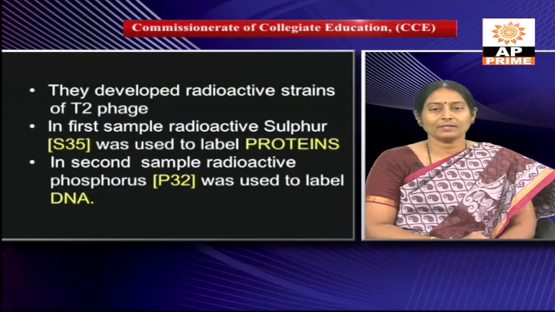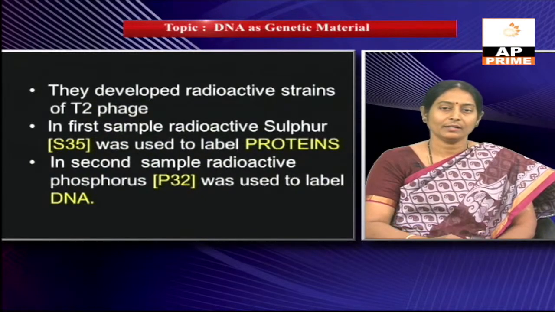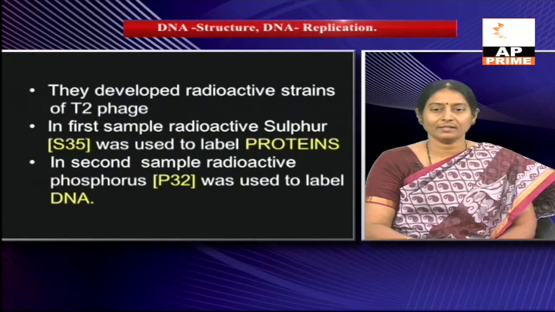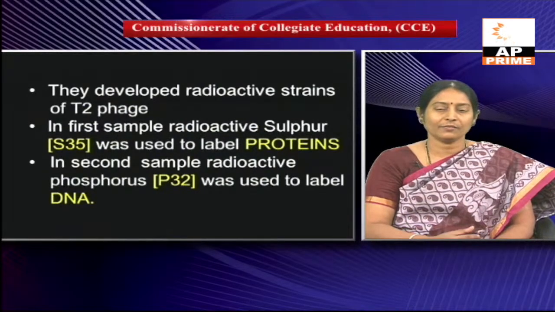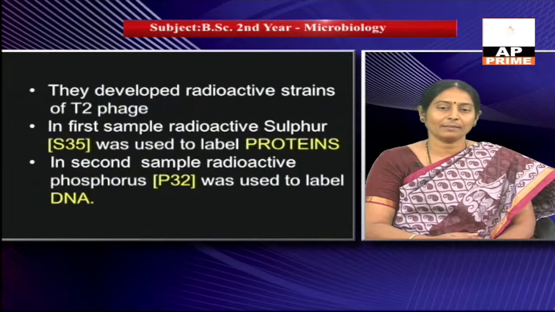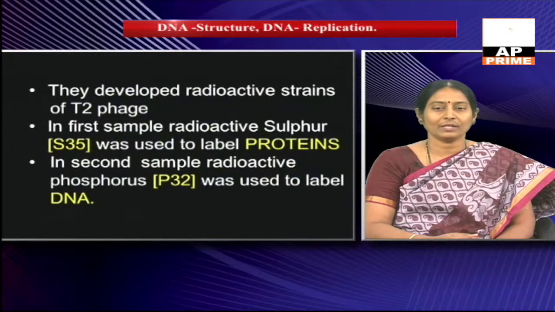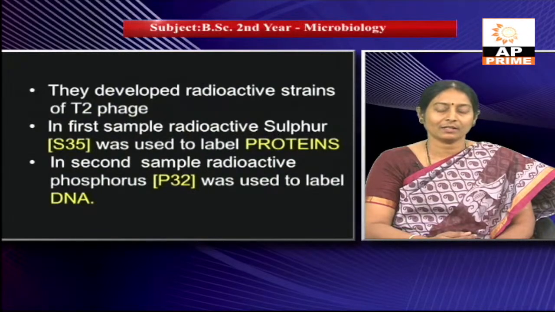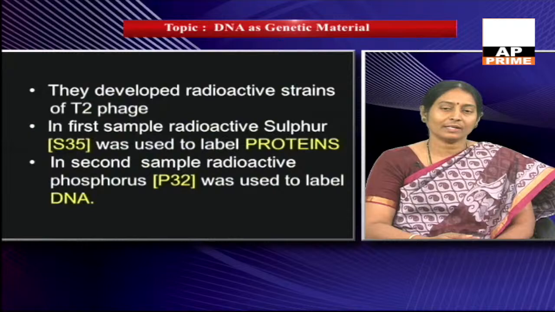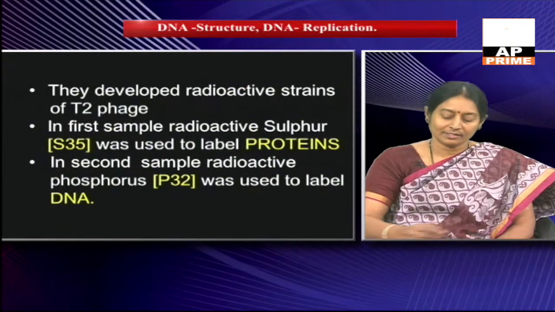In their experiments, Hershey and Chase had grown T2 phages in two different media containing two different types of radioisotopes. In the first sample, T2 phages were grown in medium containing sulfur-35 radioisotope to label the proteins of viruses. In the second sample, the viruses were grown in medium containing phosphorus-32 radioisotope to label the DNA.